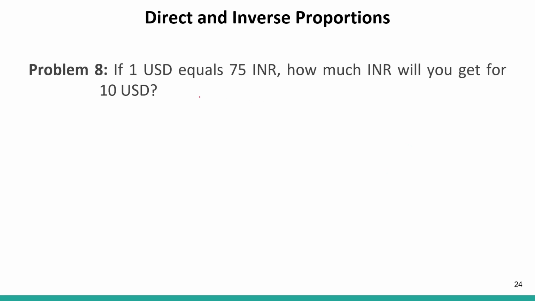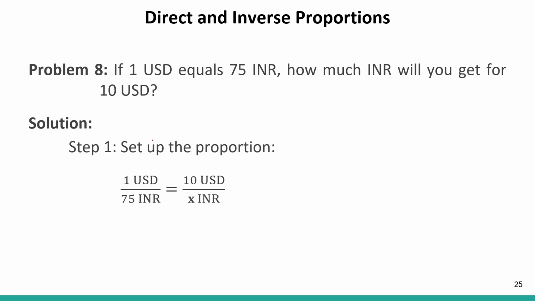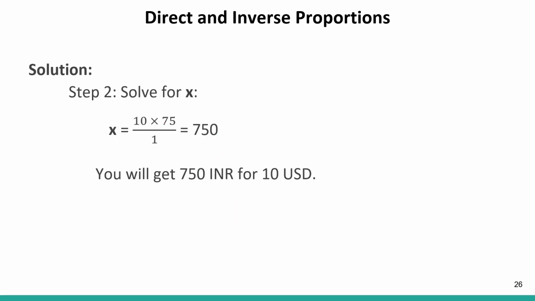So let's see problem number 8. If $1 is equal to 75 Indian rupees, then how much INR will you get for 10 USD? Setting up the proportion, 1 is to 75 is equal to 10 is to X. So X will be what? 10 into 75 by 1 is equal to 750. So you will be getting 750 rupees for 10 US dollars.